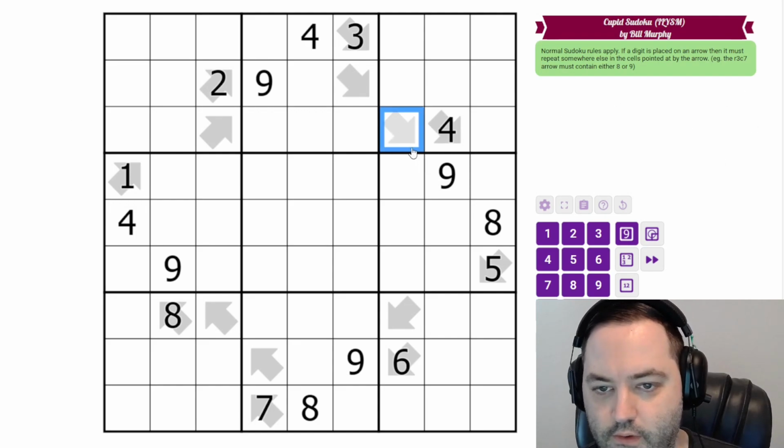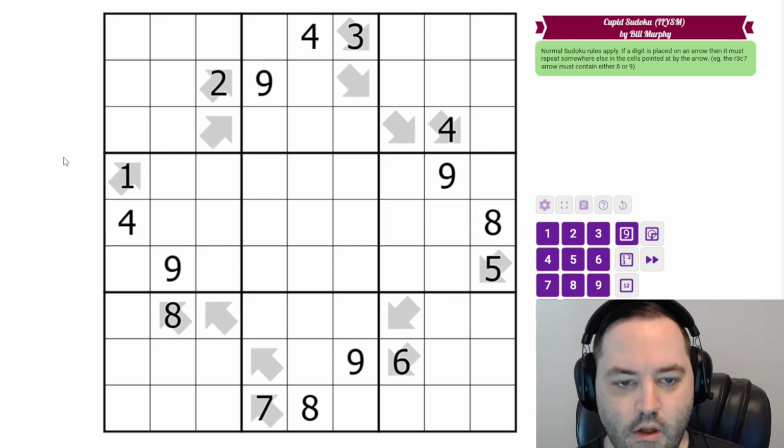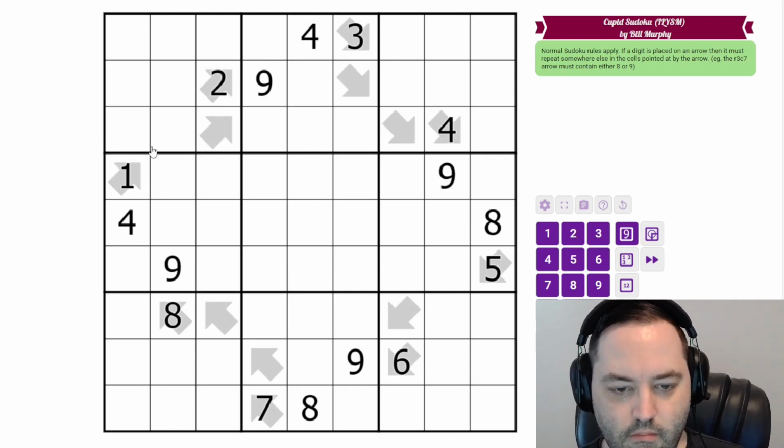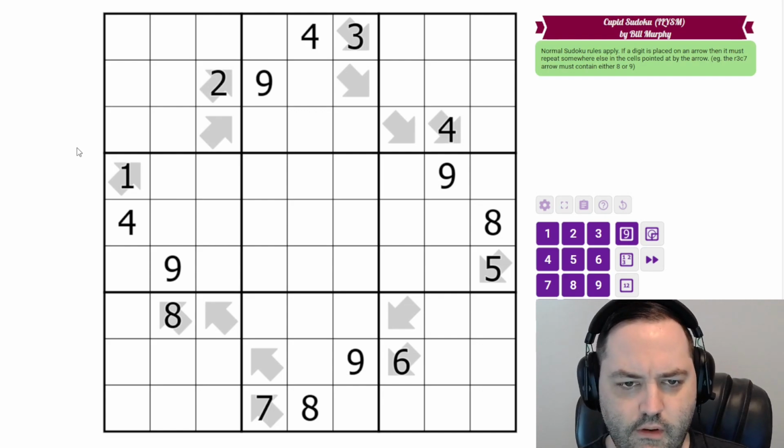The example it gives is R3C7. So this arrow must contain a 9 or an 8 because those are the only digits that appear on that diagonal. So let's start like we did last time we solved one of these. I think we did one fairly recently, actually.